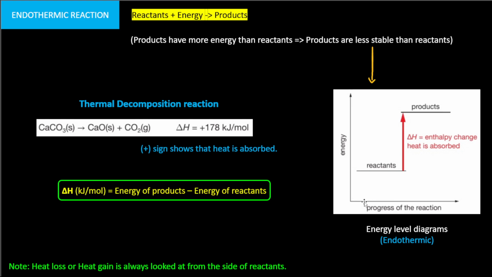Okay, your x-axis is the progress of the reaction, your y-axis is your energy. All right, so let's take a look at one of the equations, which is a thermal decomposition. When we strongly heat calcium carbonate, it decomposes into calcium oxide and carbon dioxide. Here, the positive sign shows that heat is being absorbed. As usual, your delta H is in kilojoules per mole. It is the energy of products minus the energy of the reactants.